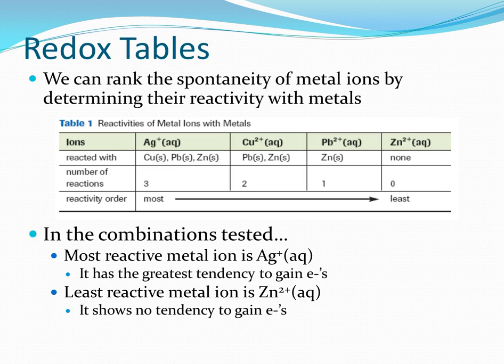On the table, you can see that silver ions react with copper metal, lead metal, and zinc metal, while zinc ions don't react with any of the metals tested. Based on the reactivity results, the metals and metal ions can be ranked from most to least reactive.